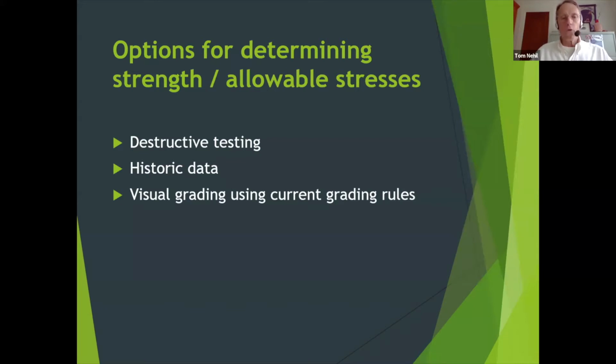So what is a more reliable approach is to use our visual grading techniques and the current grading rules to establish our grade. And then that dovetails into the development of allowable stresses that is permitted by our current building code. So it's our best direction forward.